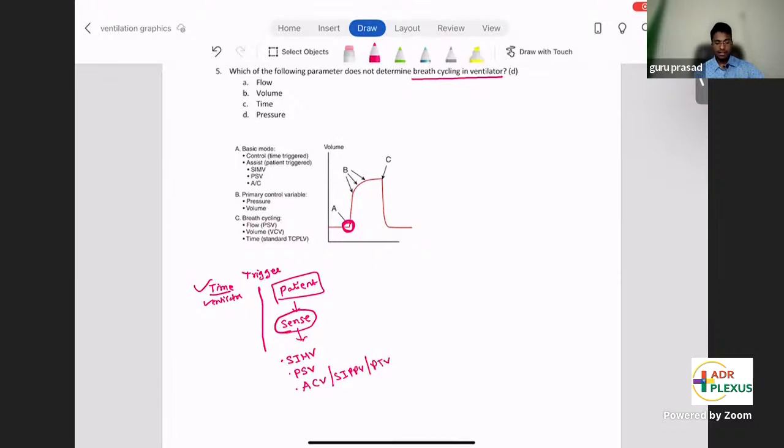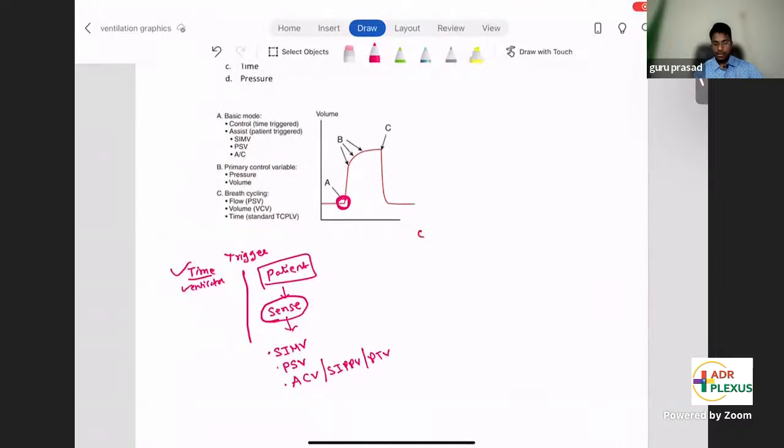We will discuss in detail later. So basically, you should know whether a trigger is a time trigger or a patient trigger. Time trigger is basically ventilator-derived breaths, and a patient trigger, basically 3 modes of ventilation we are having. They are SIMV, assist control ventilation, and pressure support ventilation.